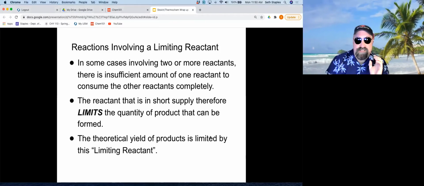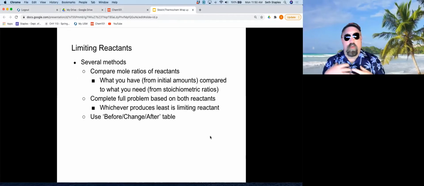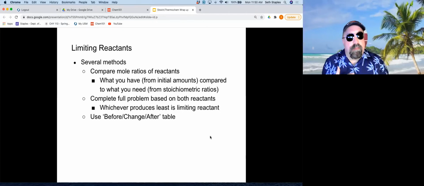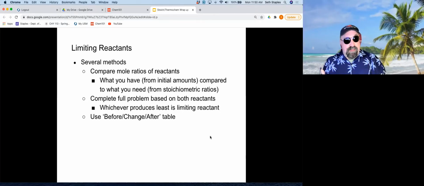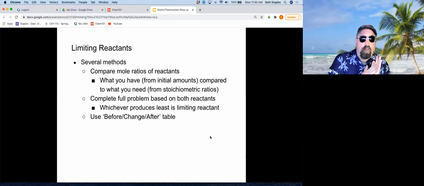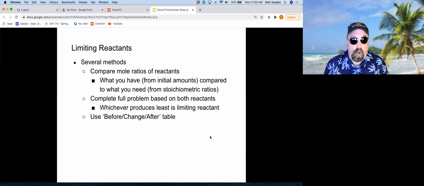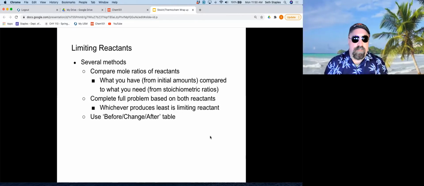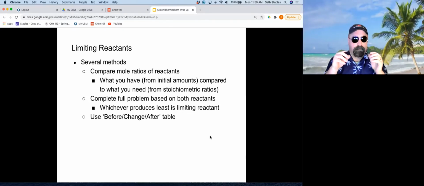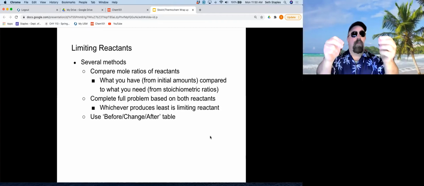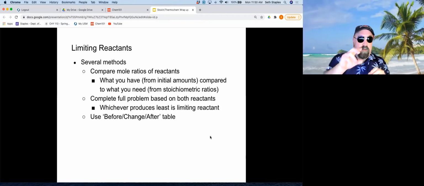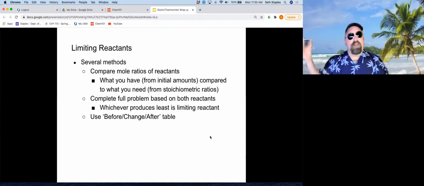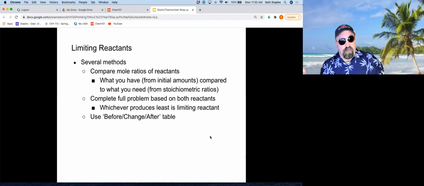And we talked about several ways to go about limiting reactant problems. You can compare the mole ratios of the reactants. You convert your given amounts to moles, and then divide one by the other. So you get the amount of that reactant per one of the other one, and then do the same comparison to your stoichiometric ratio.